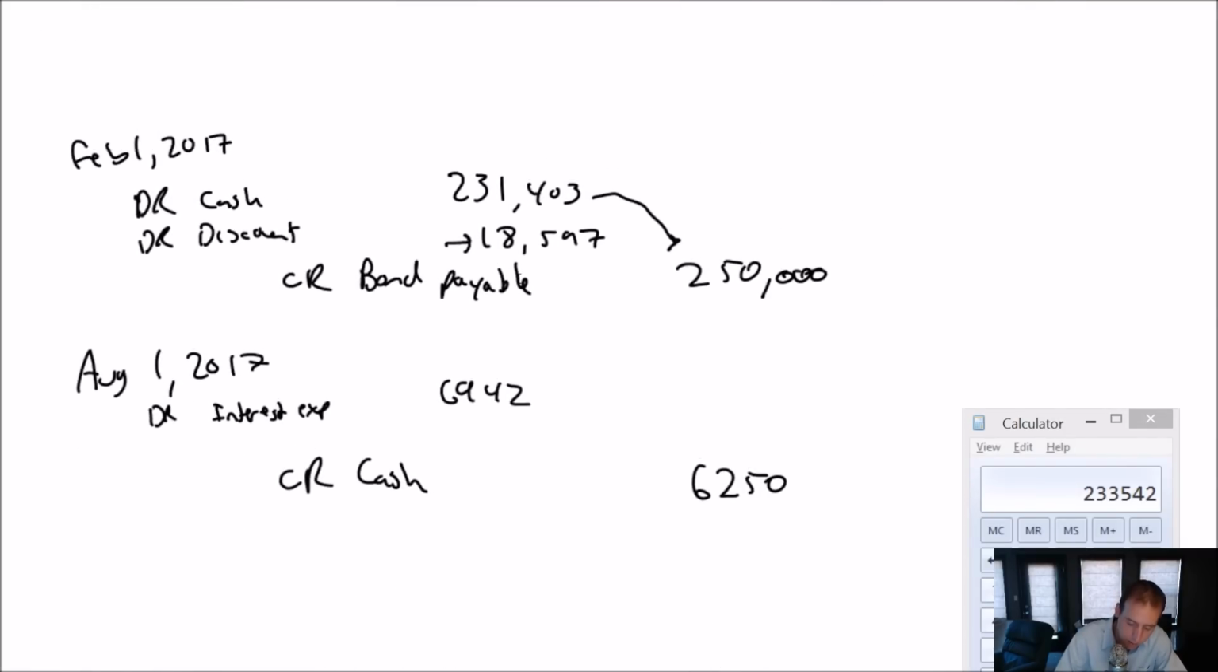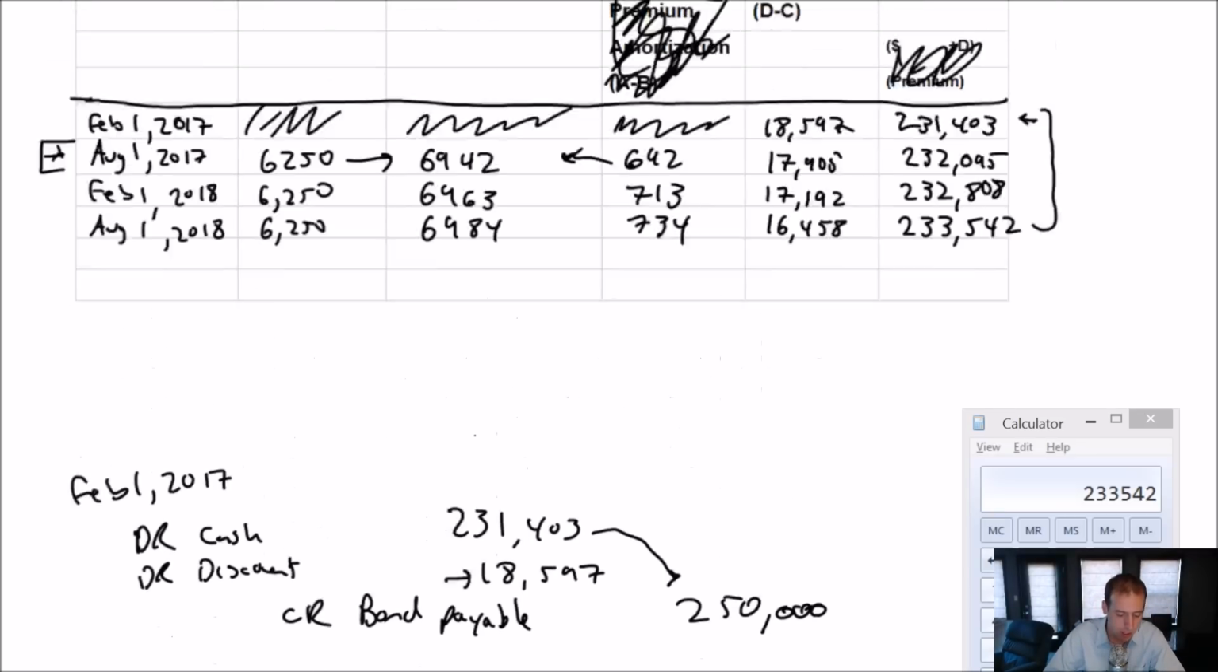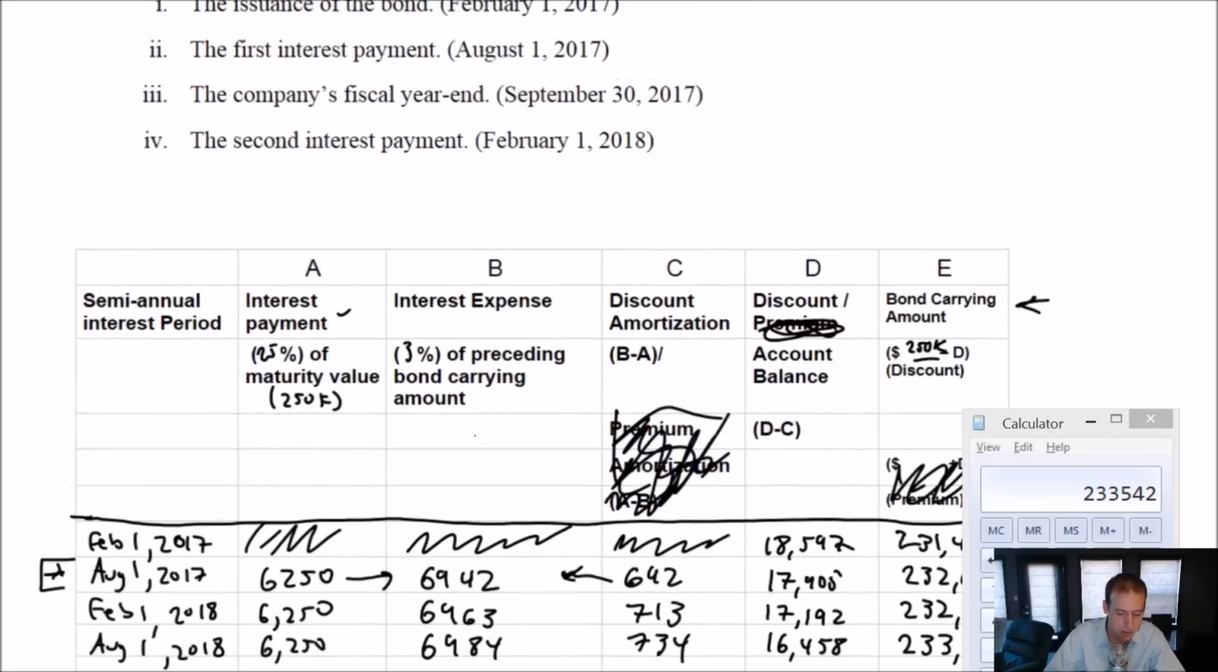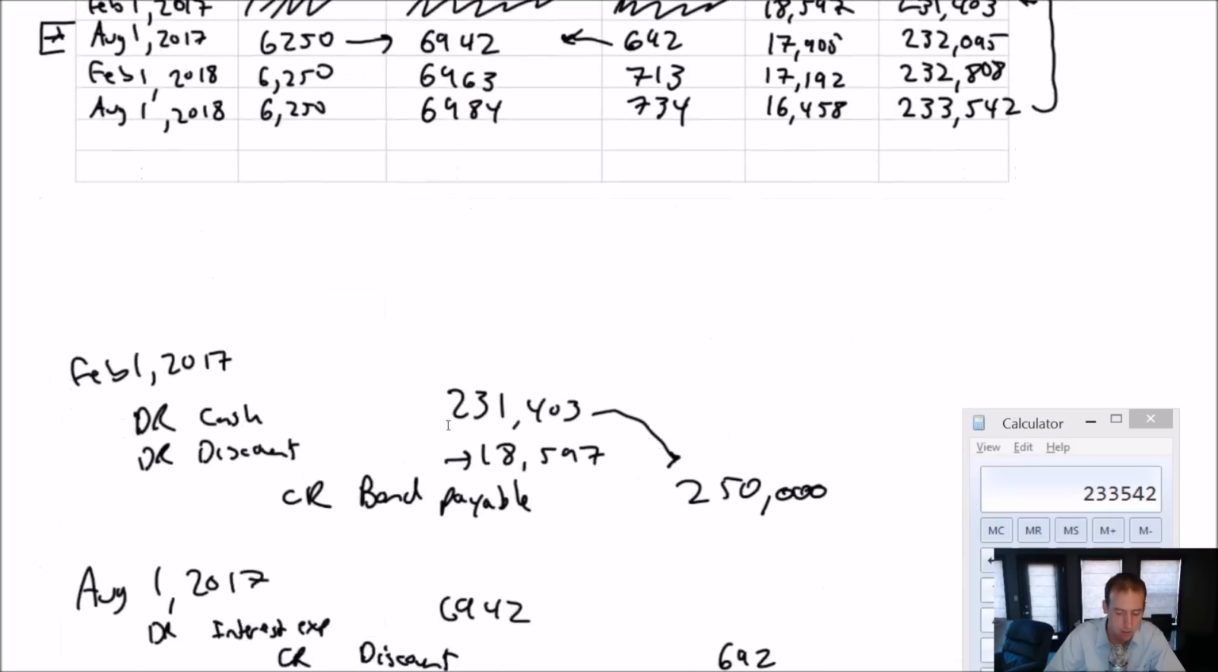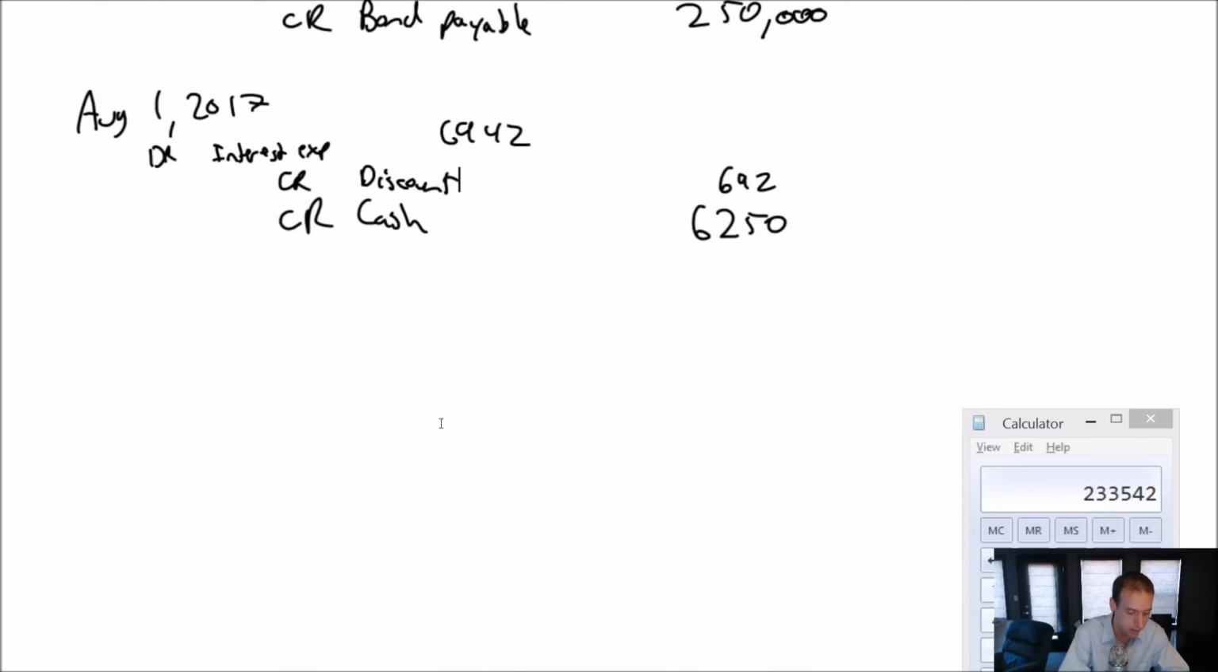Well, I know I'm missing a credit of $692, but let's think about what we're trying to do here. We're trying to make this discount smaller, so it was sitting at a debit. I want it to be zero by the time I'm done with the bond, because when I pay back this bond, I'm not going to be paying it back with a discount. I'm just going to be paying back $250 grand. There's going to be no discount, so I credit the discount to get rid of it. Okay, that's August 1st. The trickiest couple of entries are coming, September 30th and then February 1st. So September 30th is our fiscal year end.